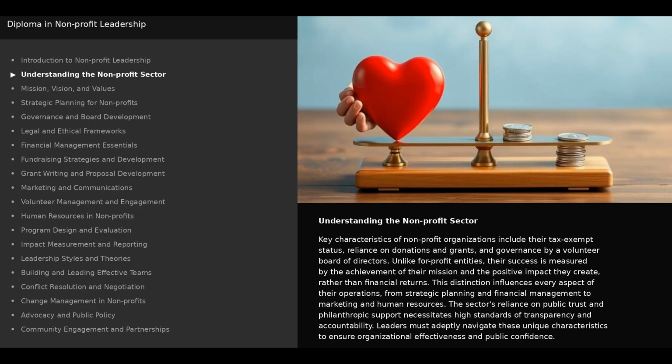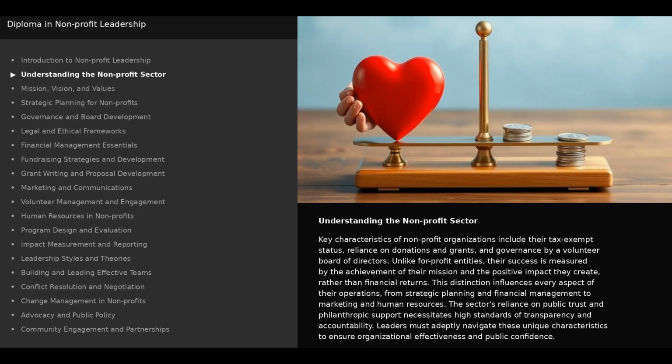Key characteristics of non-profit organizations include their tax-exempt status, reliance on donations and grants, and governance by a volunteer board of directors. Unlike for-profit entities, their success is measured by the achievement of their mission and the positive impact they create, rather than financial returns. This distinction influences every aspect of their operations, from strategic planning and financial management to marketing and human resources.